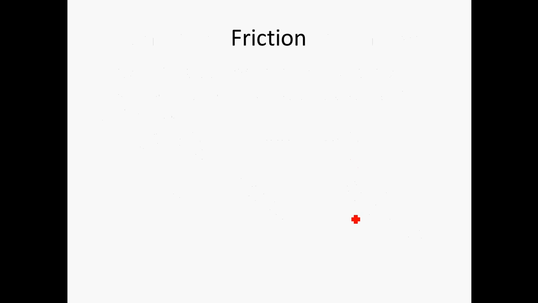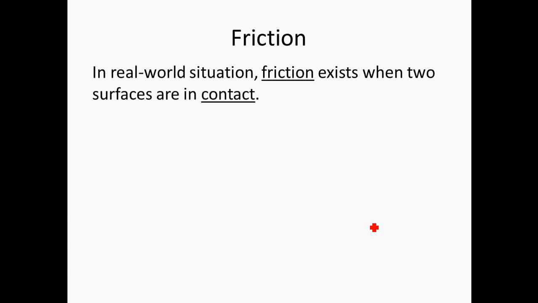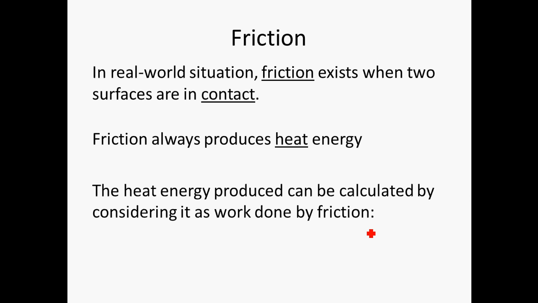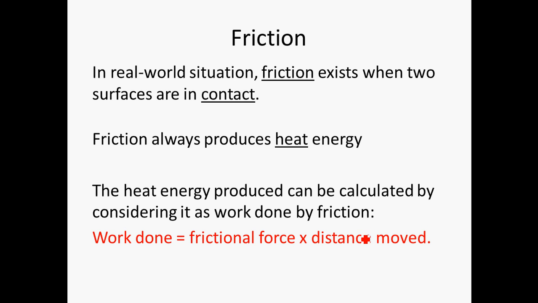Alright, but we're going to go to the last part, which is friction. Friction is also a form of work done, but friction is a little bit different. Let me explain. First of all, in a real world situation, friction exists when two surfaces are in contact. Friction always produces heat energy, and the heat energy produced can be calculated using work done. Why? Because when two bodies rub against each other, there is an opposing force. This opposing force is friction.